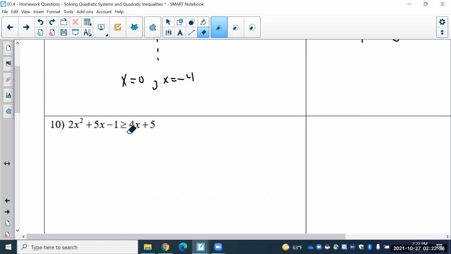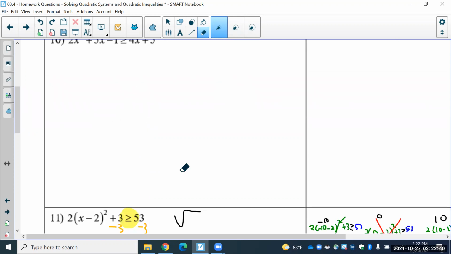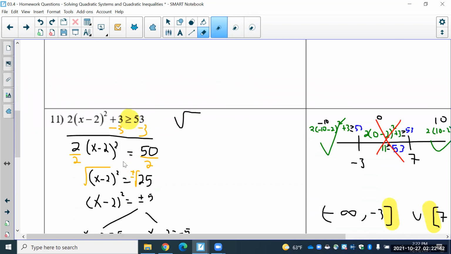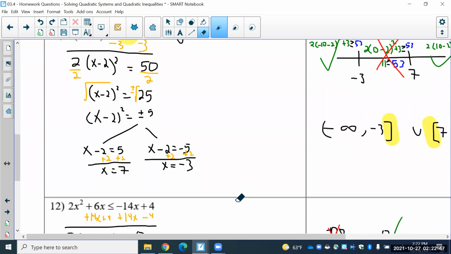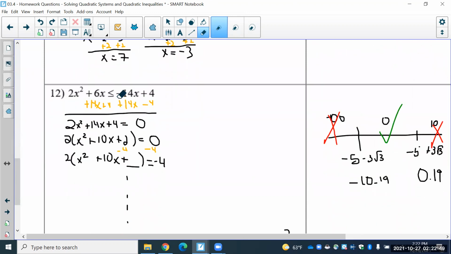This one will factor using the box method, which is a great thing to review. If you need help with that, make sure you go back and look at 3.2 and do some box method problems. This one you solve by reversing the order of operations. You do get integers, so that's not a very hard one to do. And then there's number 12, which does not factor.